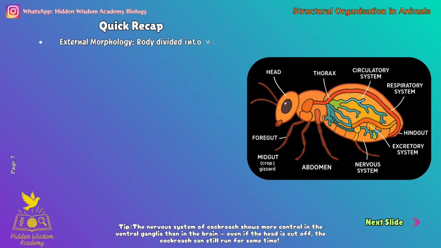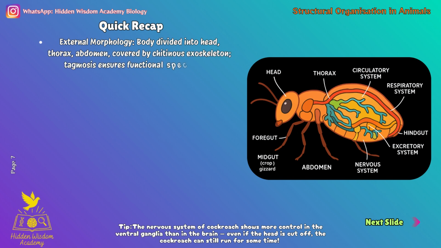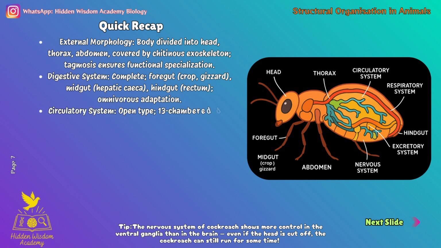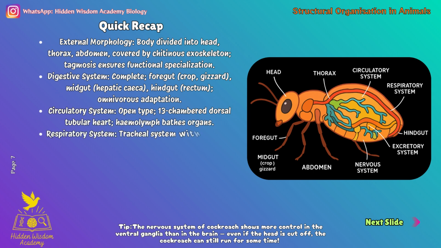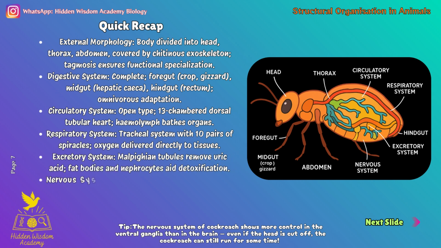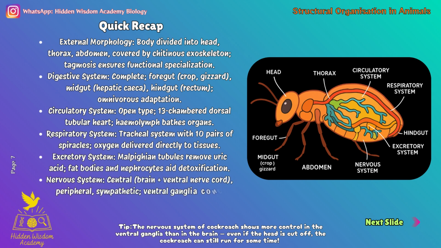Let's quickly recap the cockroach. Its body has three parts: head, thorax, and abdomen, covered by a hard exoskeleton. The digestive system is complete, with foregut, midgut, and hindgut, and special structures like the crop, gizzard, and hepatic caeca. The circulatory system is open with a 13-chambered heart, and it breathes through a tracheal system with 10 pairs of spiracles. Excretion and water balance are managed by Malpighian tubules. The ventral nerve cord, peripheral, and sympathetic systems control movement and sensory functions.